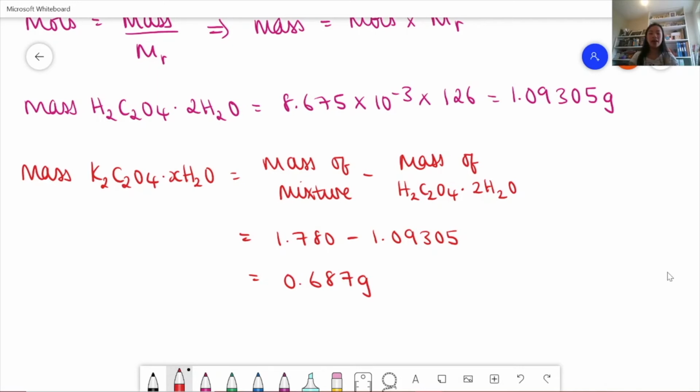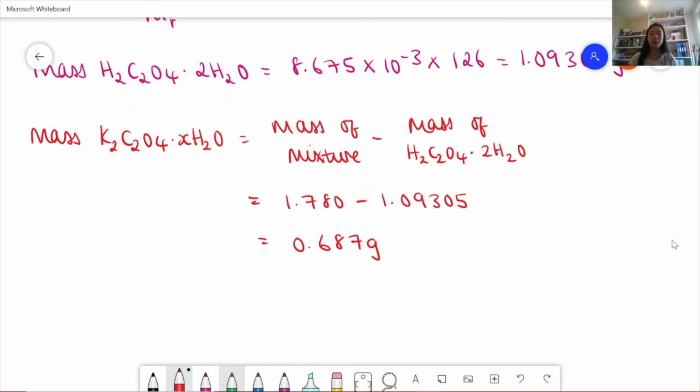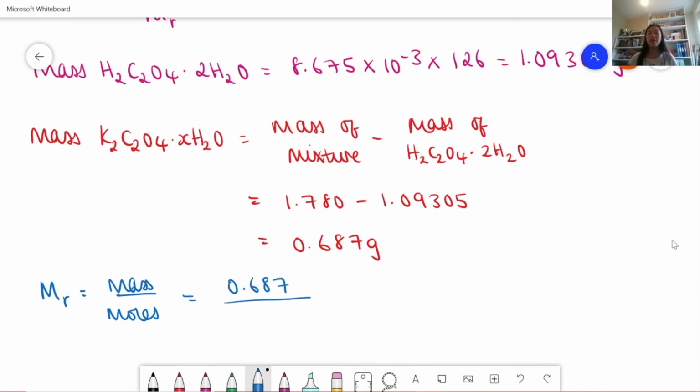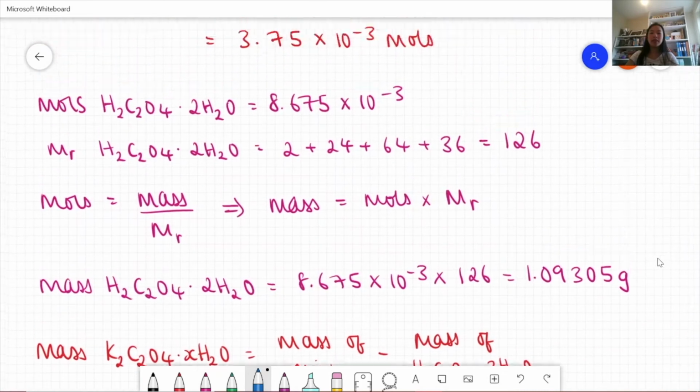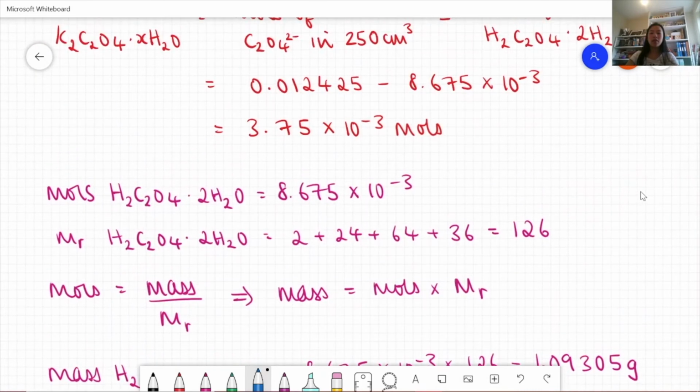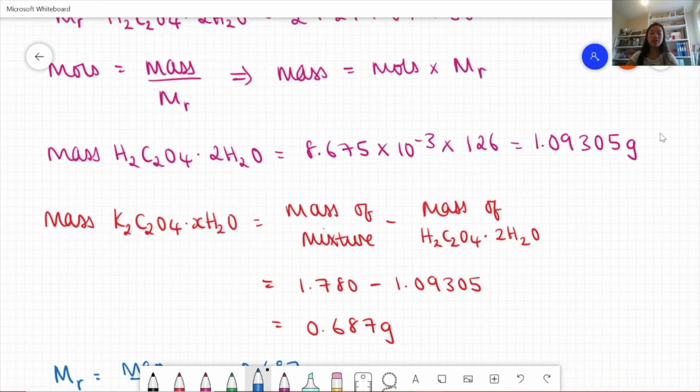moles. So the next step is looking at the MR. So again, we have the equation moles equals mass over MR. That means that MR is equal to mass over moles. So it equals 0.687 over the moles of potassium ethane dioate that we have, which we worked out to be 3.75 times 10 to the minus 3.